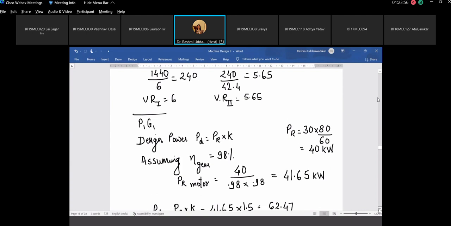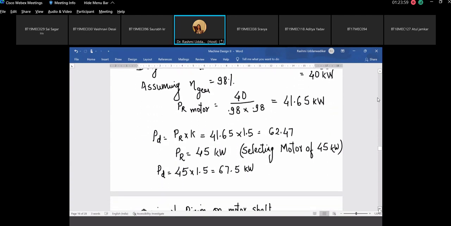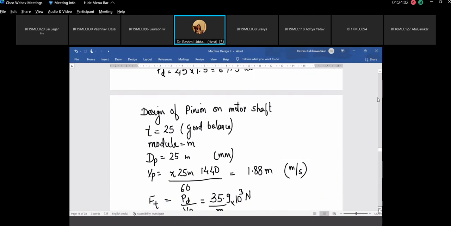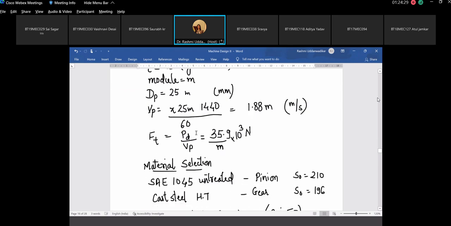We get the design power. From the design power, we have to get the value of FT. For FT, we'll need the design power and the peripheral velocity. For peripheral velocity, we need the diameter of the pinion. For diameter, we have to take the number of teeth on the pinion, the smaller of the two. So normally for good balance, we take this as T, the module as M, find the pitch circle diameter, M into T, find the peripheral velocity, and get the value of Ft, which is PD by Vp, and this will be a term something upon M. Keep it in newtons because everything is going to be in newtons.